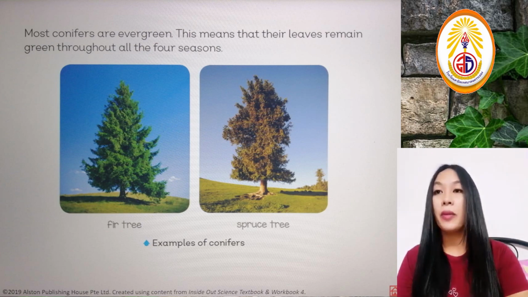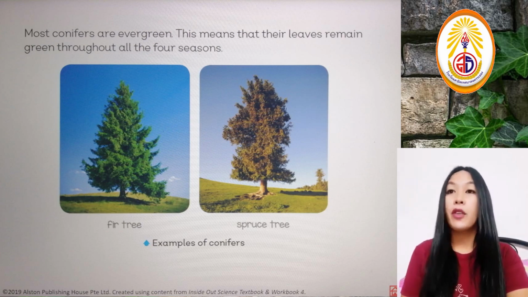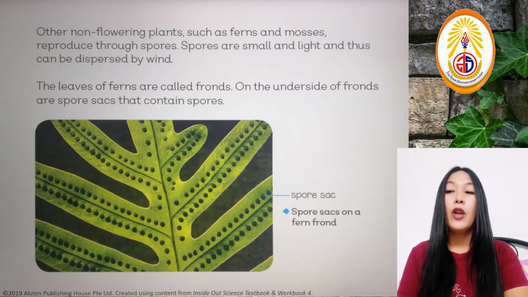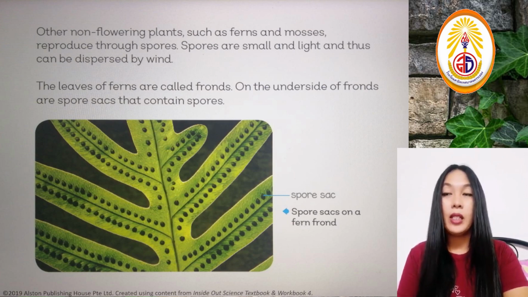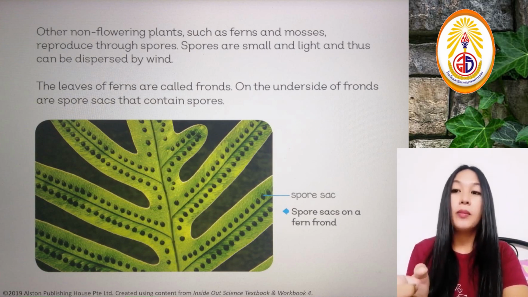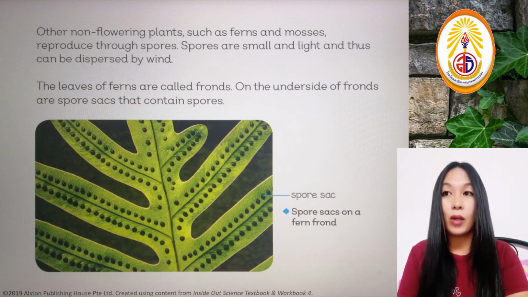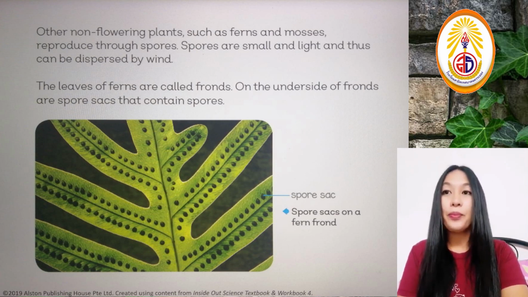Another non-flowering plant is the fern. Here is a picture of a fern. Ferns and mosses reproduce through spores. So what are spores? Spores are small and light and thus can be dispersed by wind. On the picture right here, the spores are in this spore sac. These black dots at the back of the leaf of a fern are called spores. Spores are small and light and they can be dispersed by wind.